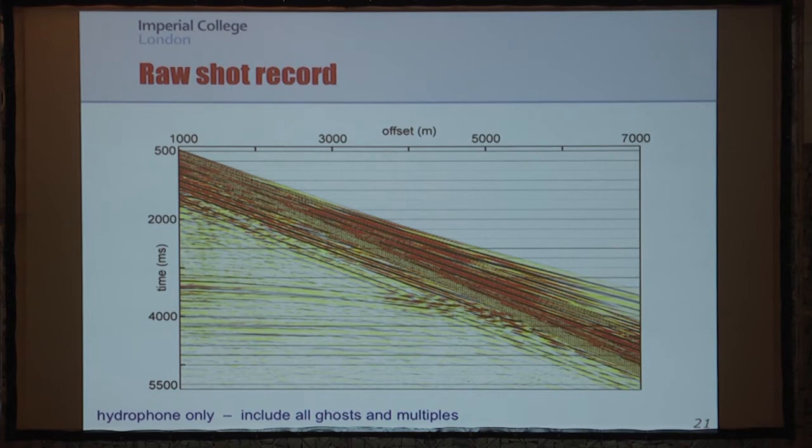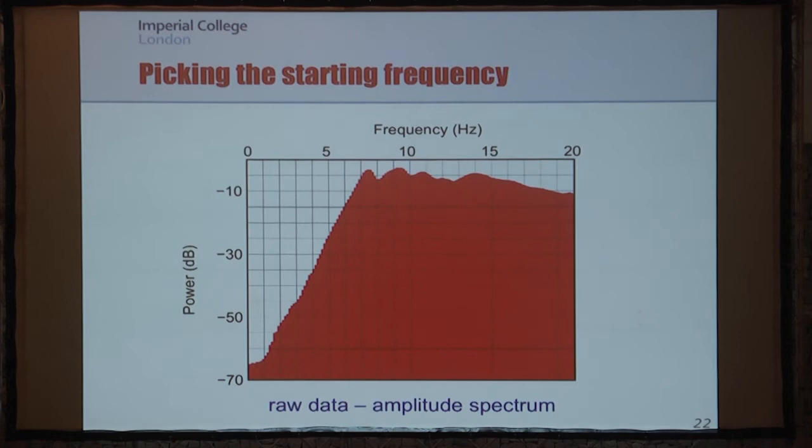So that's the data. And the next thing we've got to do is decide what frequency to start at. So we can look at the power spectrum of that data. So this is what it looks like. So this is frequency along the top from 0 to 20 hertz. This is power spectrum, so this is dB down relative to the 0 dB at the top here. You can see the data is fairly flat from about 7 hertz upwards.